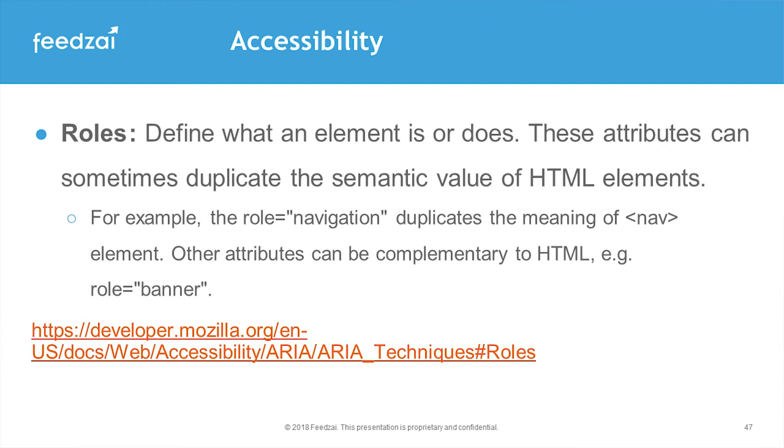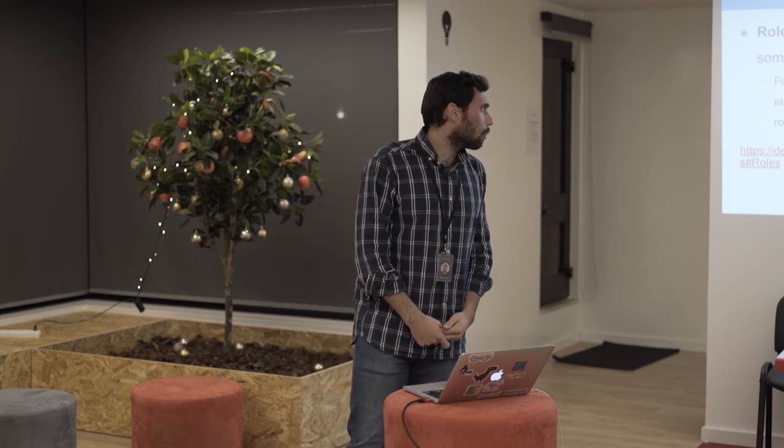And they define three features. One of them is roles, which basically defines what an element is or does. There are attributes like the role attribute that can have values which give meaning to the element and overlap with some existing elements. For example, the role navigation: we have a tag for navigation, but for some reason we don't want to use the nav element. You can use a div with the role navigation, so the browser or screen reader will look at that element and know that it is a navigation. And we have other attributes that are just complementary to HTML, like the role banner. Basically, it is a banner. In this link, we have the list of all available attributes, or in this case, roles.